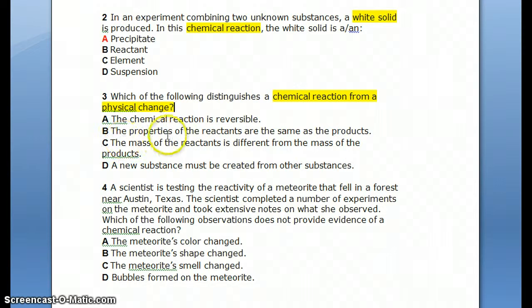C, the mass of the reactants is different from the mass of the products. Well, we know that's not true because that's not the law of conservation of mass. Or D, a new substance must be created from other substances. Well, that's the answer because in a chemical reaction, a new substance is created.